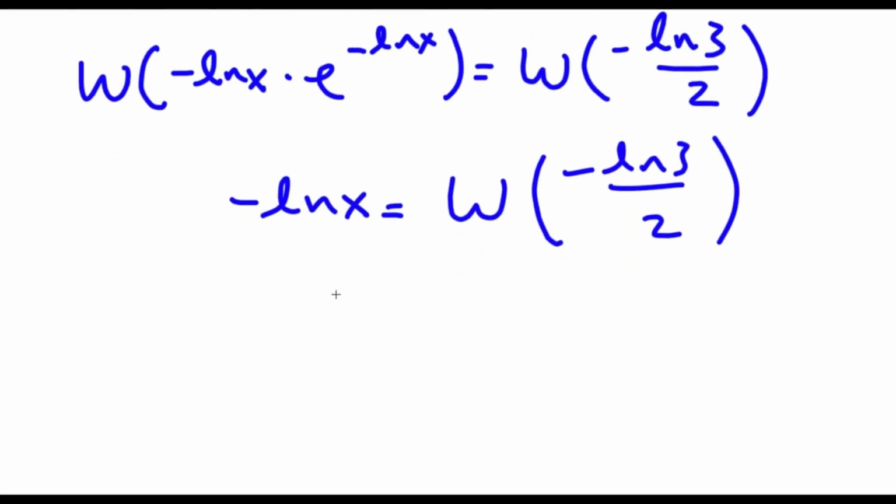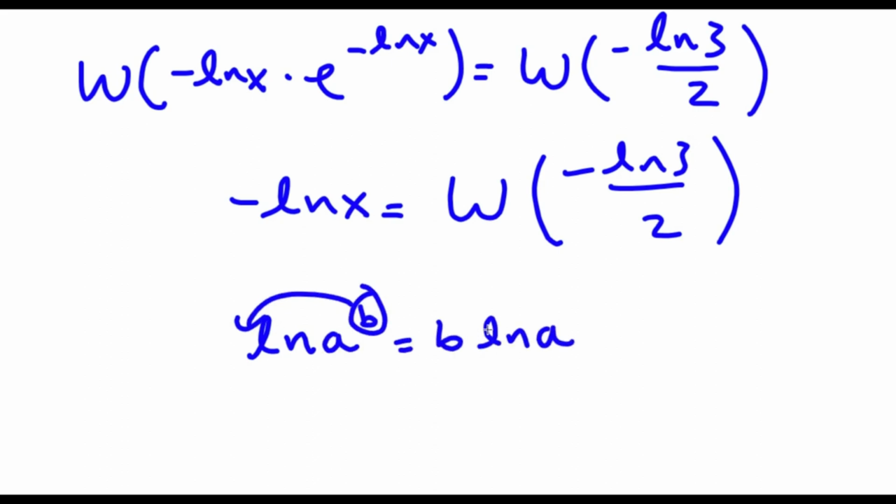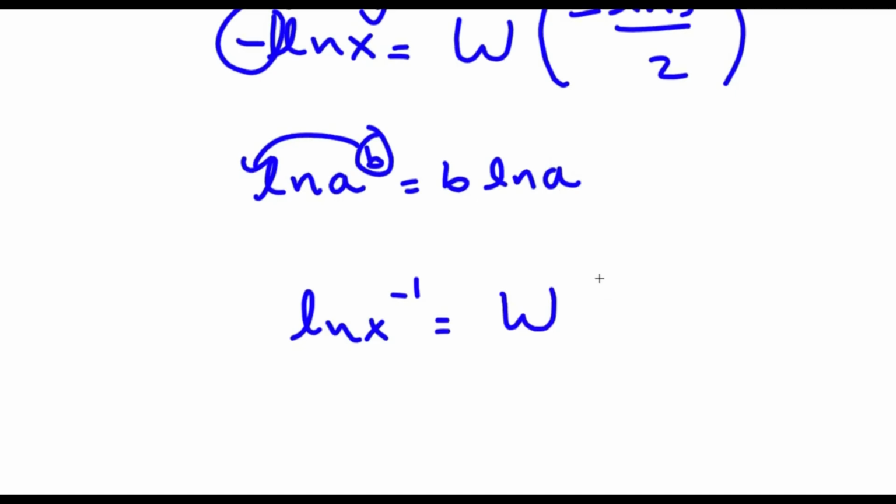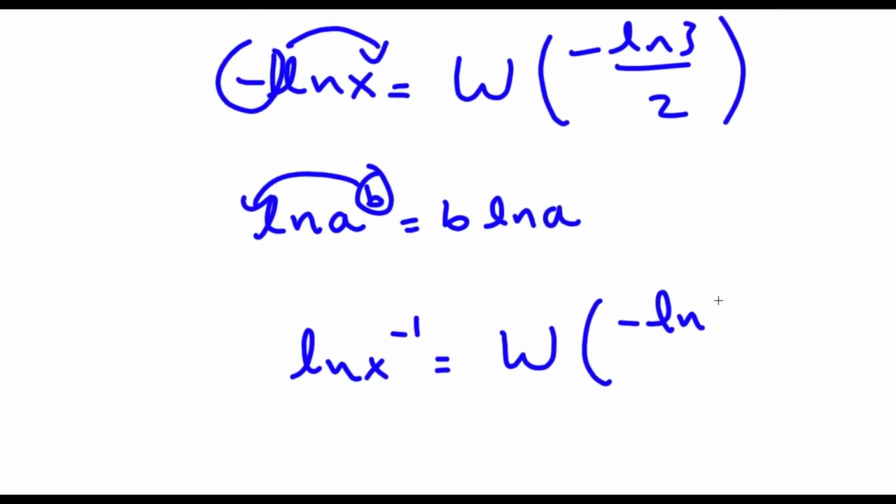Now, remember the property. Say that if I have something in the form ln a to the power of b, this is equal to b times ln a. So now I'm actually going to reverse this property, and in this case I have negative 1 times ln x, and I'm going to move this negative 1 to the front again. So now I have ln x to the power of negative 1 is equal to w of negative ln 3 over 2.